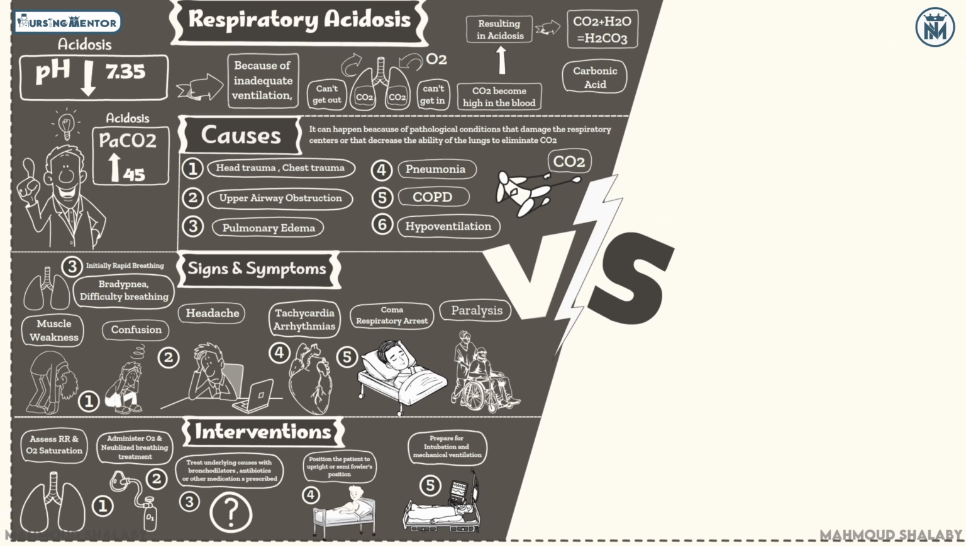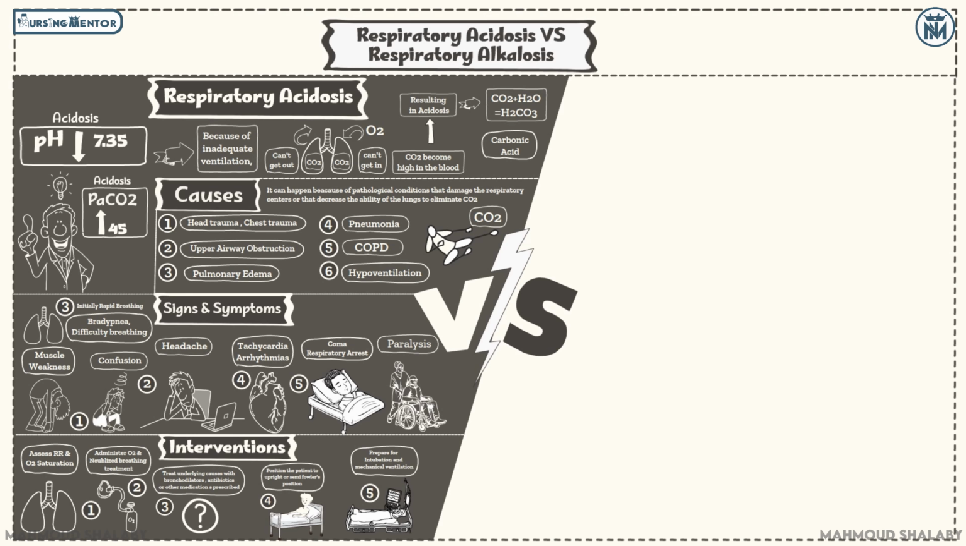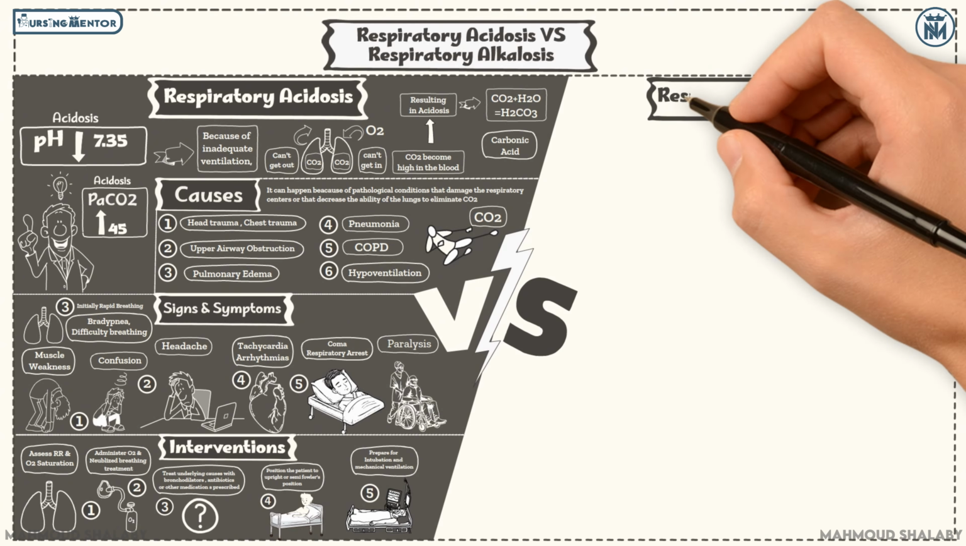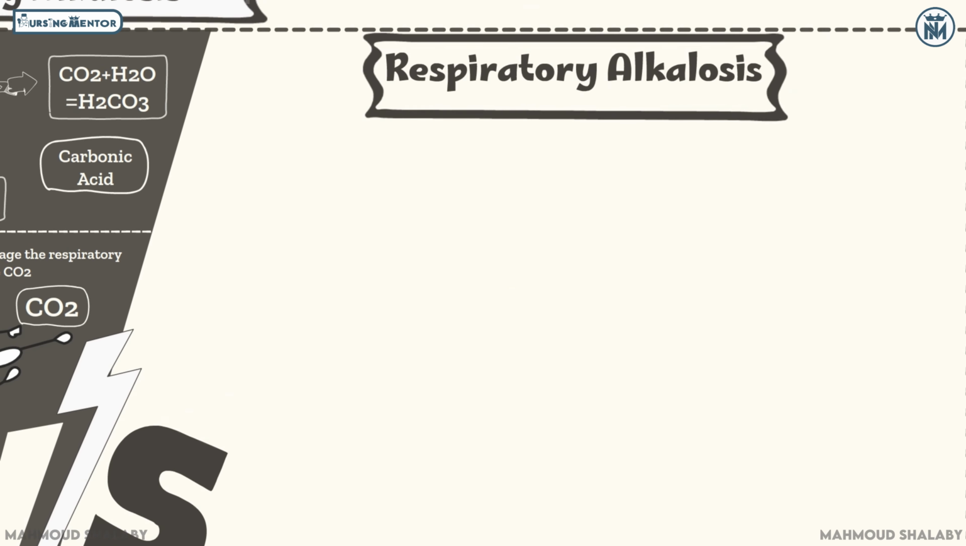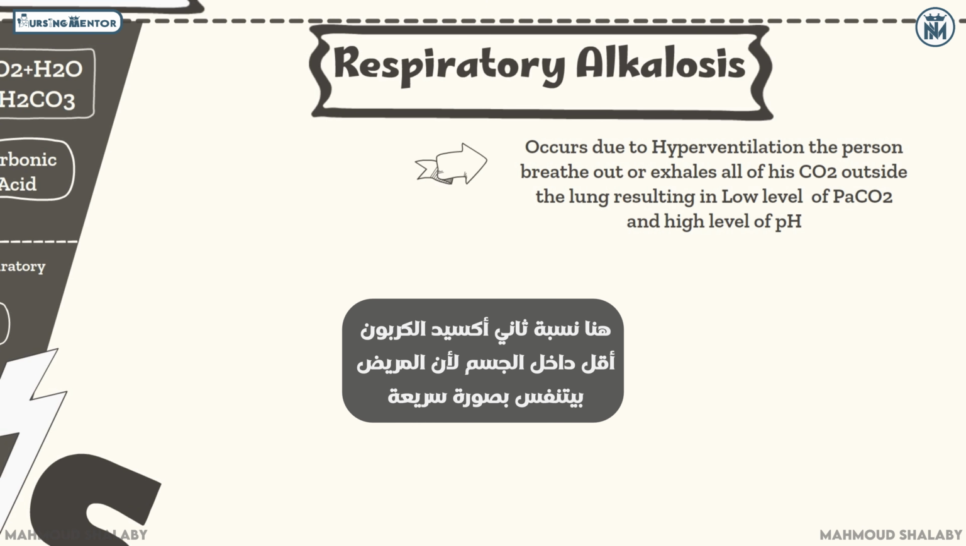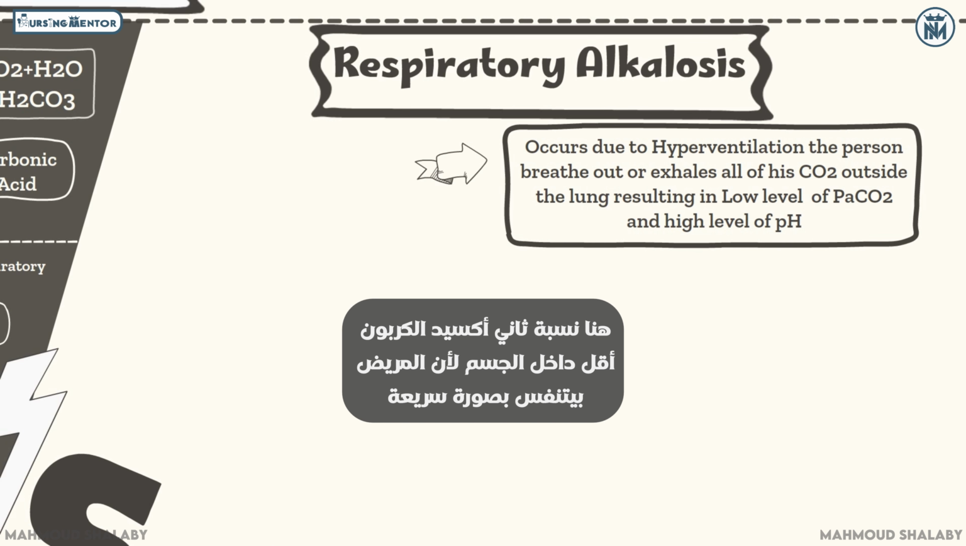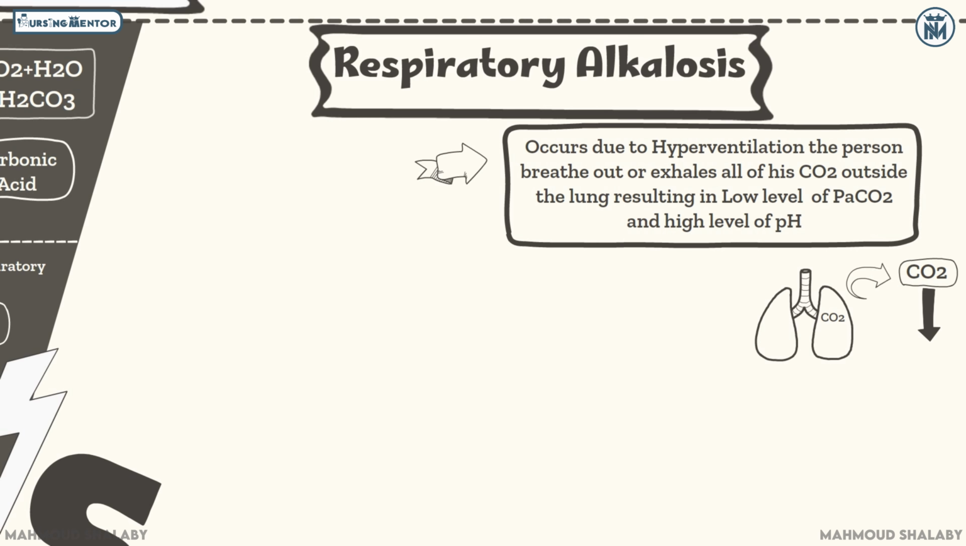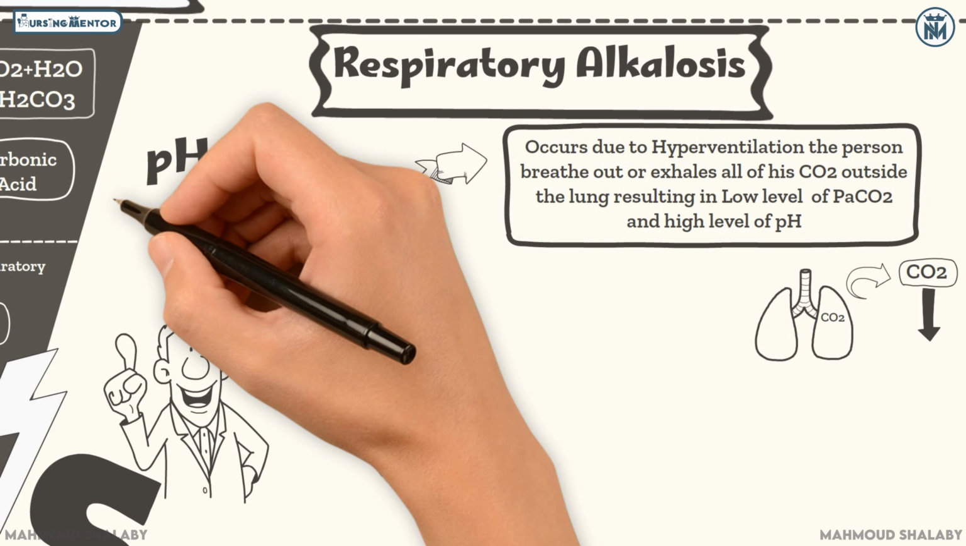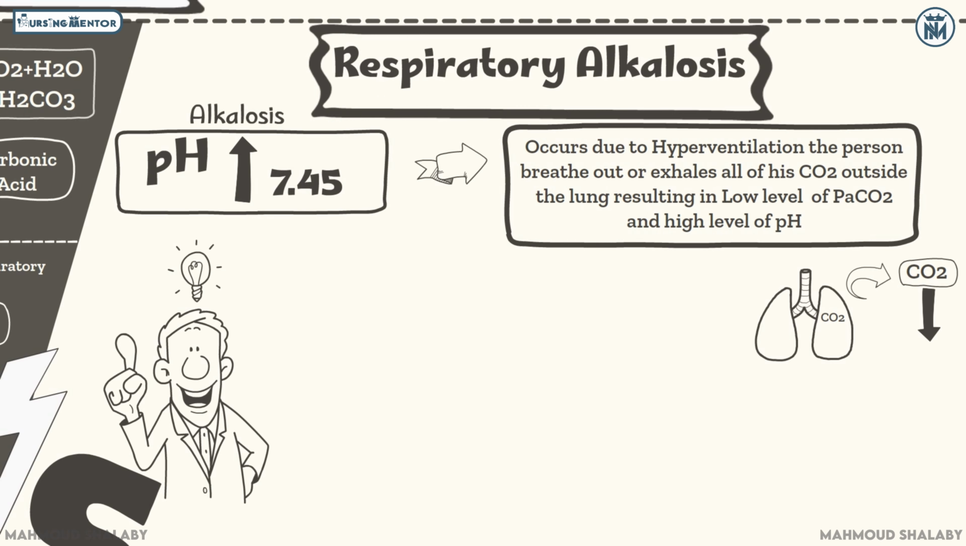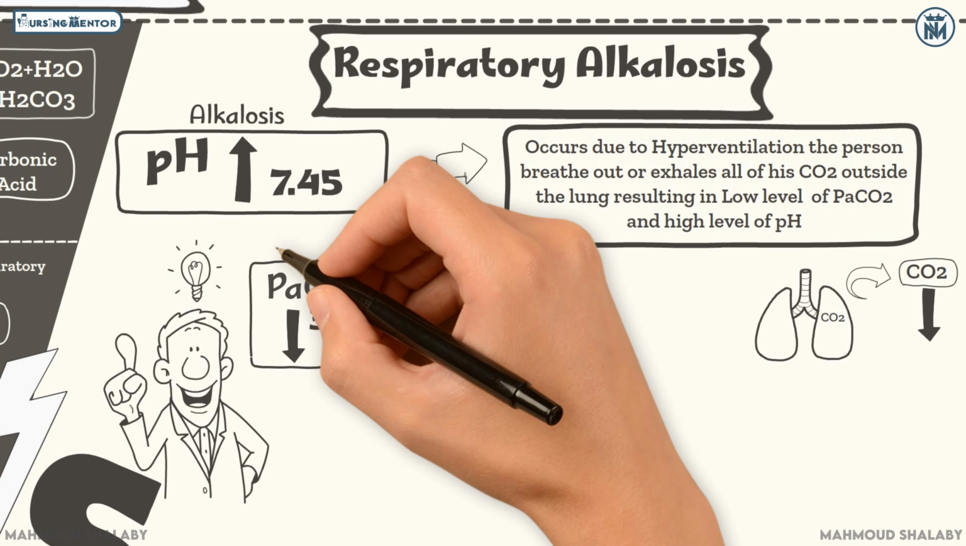Now that we know the causes, signs and symptoms, and interventions for respiratory acidosis, let's move to the second section, which discusses respiratory alkalosis in the same steps. Respiratory alkalosis. This occurs due to hyperventilation. In this condition, the person breathes out or exhales all of their carbon dioxide, resulting in low levels of PaCO2 and a high level of pH. To make it easy, in this condition, carbon dioxide is very low inside the body. So, in this case, pH is above normal range of 7.45 and PaCO2 is below the normal range of 35.